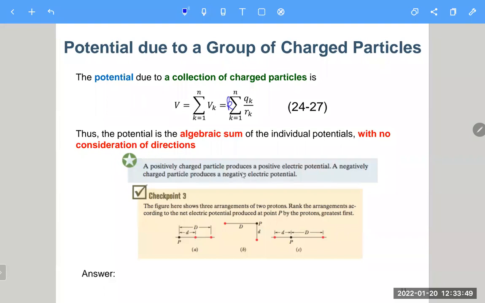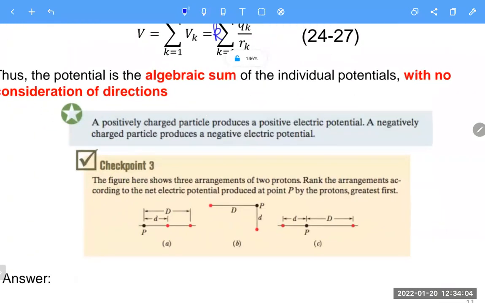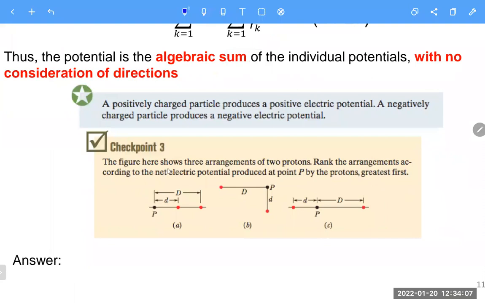A positively charged particle produces a positive electric potential. A negatively charged particle produces a negative electric potential. It's trivial. And here we have a quick checkpoint. The figure here shows three arrangements of two protons. Rank the arrangements according to the net electric potential produced at point P by the protons, greatest first. The red dot is a proton. So this is small d, and this is capital D, and then point P.